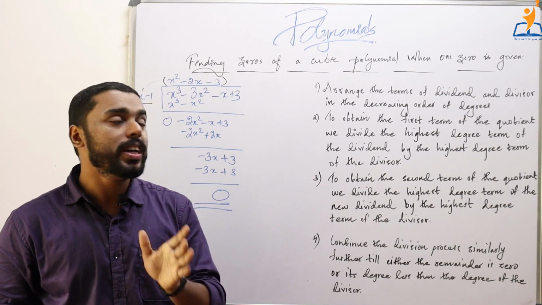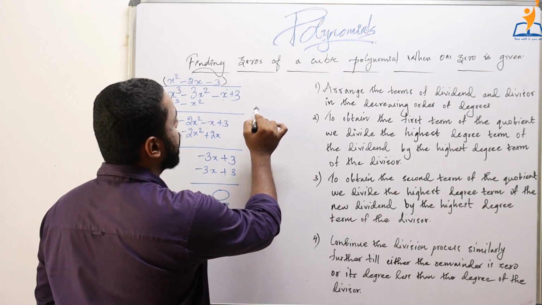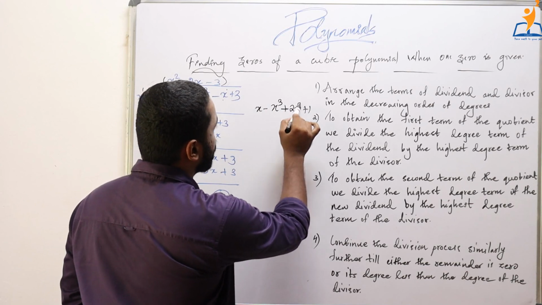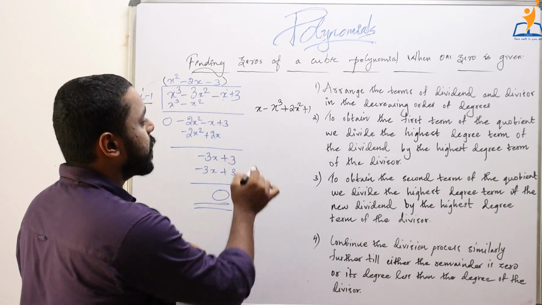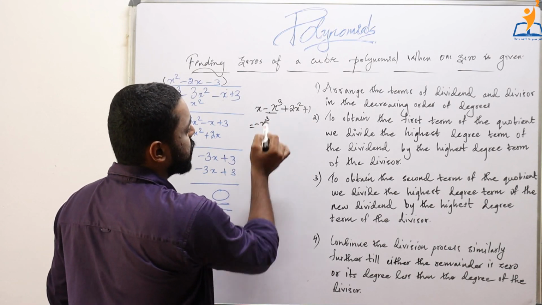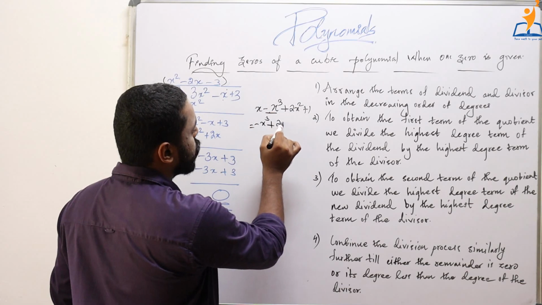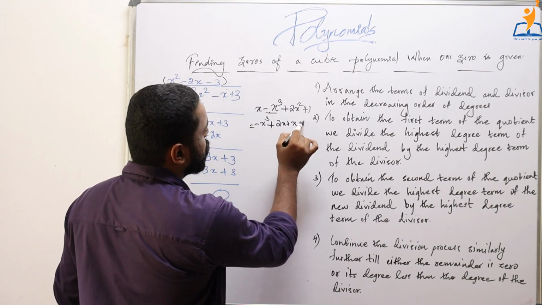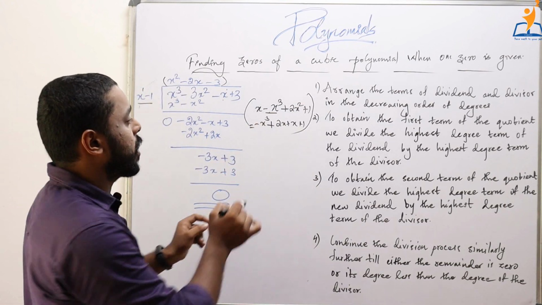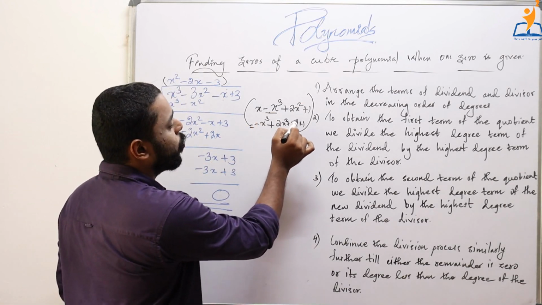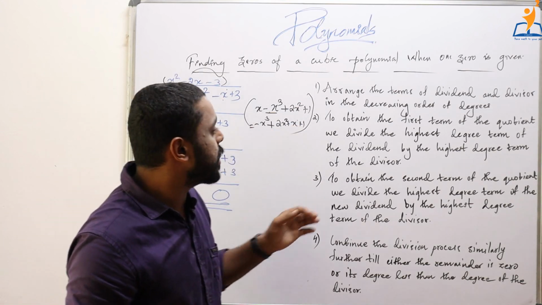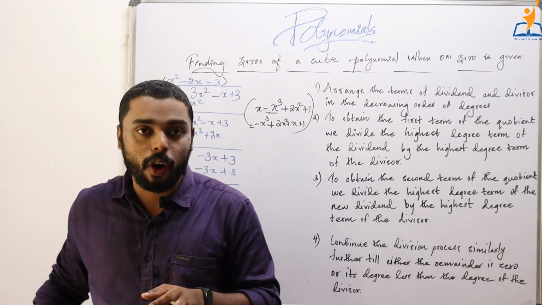Clear? First, always check if the polynomial is given like this: x minus x cube plus 2x square plus 1. Then you have to make this in the decreasing order of the degrees, like this: minus x cube first, plus 2x square, then plus x plus 1. See, here we arranged the degrees in decreasing order: 3, 2, 1, 0. So in that manner we always have to arrange the degrees in decreasing order.